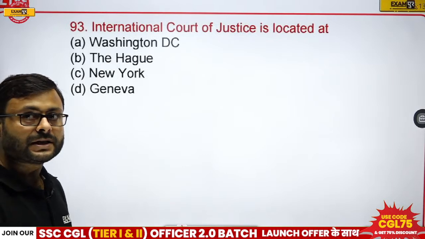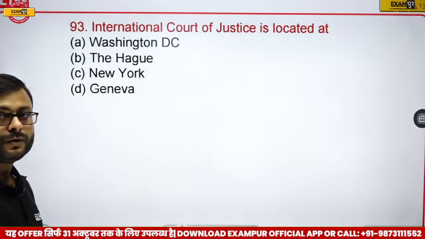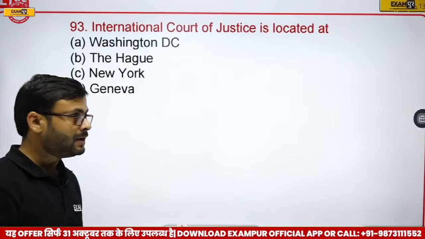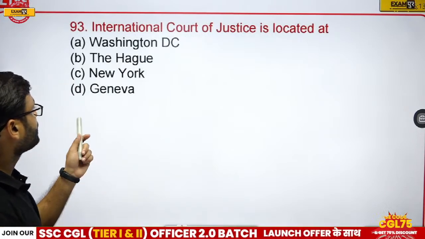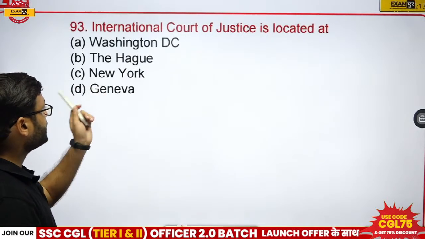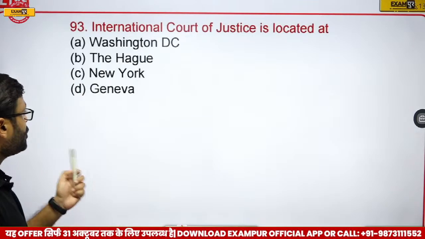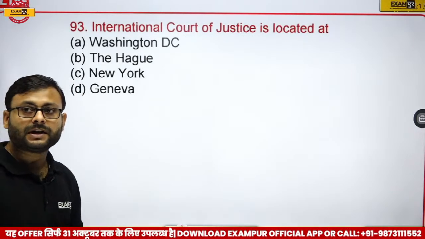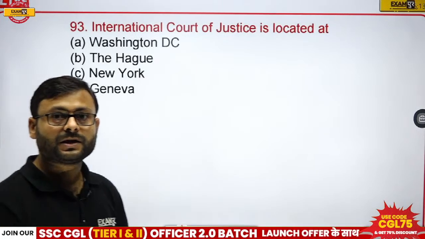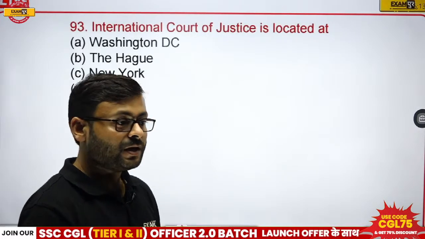International Court of Justice is located at. The options are Washington DC, The Hague, New York, and Geneva. So what is the correct answer for this question?